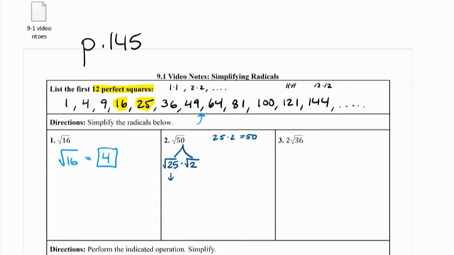So we'll do the square root of the perfect square, and we will get 5, that's the square root of 25, times the square root of 2, and since we can't do the square root of 2, we're just going to leave it like that. And so our final answer is just going to be 5 radical 2, and that's as simplified as it can get. Sometimes you'll have a coefficient out in the front, like in number 3, we'll have 2 times the square root of 36. 36 is on our list, so we can do the square root of 36, and we get 6, and now we'll just do 2 times 6 and get 12.